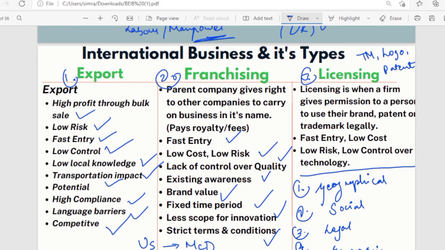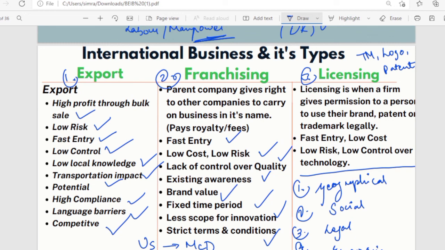You cannot change Disney's logo, right? Whatever the actual logo is, only that you have to use. You cannot make changes. You cannot change the logo. Even if you change it, it won't be valid. People won't buy it from you because that is not the original logo, right? So yes, you don't have control over technology in licensing also.